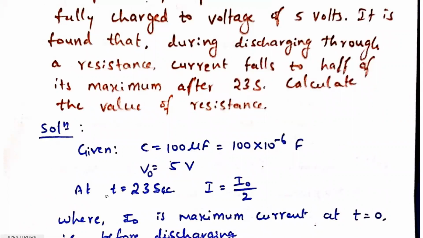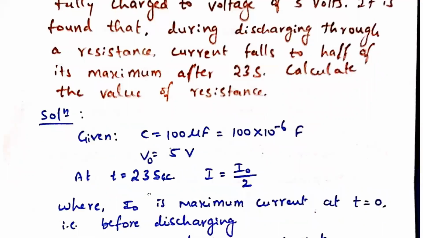Then it is given that at t equal to 23 seconds, current will be half of the maximum, that is I0 by 2, where I0 is the maximum current. That information is given. Here I0 is the maximum current at t equal to 0, that is before discharging. Just before discharging, the maximum current was I0. After 23 seconds, the current decreases to I0 by 2, half of the maximum. And you have to find the value of the resistance.